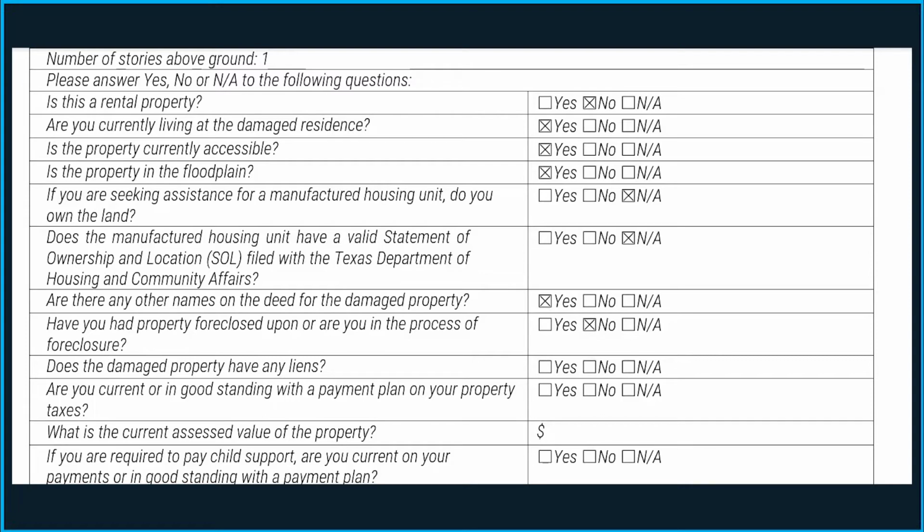Does the damaged property have any liens? A lien is a right to keep possession of property belonging to another person until a debt owed by that person is discharged. Any liens that are on the house will be deducted from the sale value that will be given to the homeowner to pay off the liens. Bobby still has a mortgage on the home, so there is a mortgage lien on the home, so he checked yes. Are you current or in good standing with a payment plan on your property taxes? Any outstanding taxes will be deducted from the sale value that will be given to the homeowner to pay off the owed taxes.